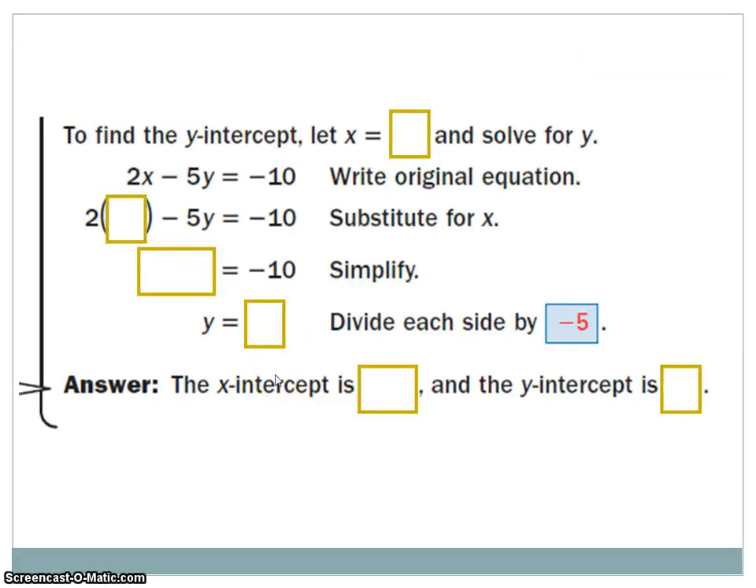To find the y-intercept, this time let x equal 0. You're using the same equation that you used before, except now instead of this x, we're going to put in 0. 2 times 0 is 0. 0 minus 5y, well, nothing minus 5y becomes negative 5y. Remember, this subtraction can become adding a negative.